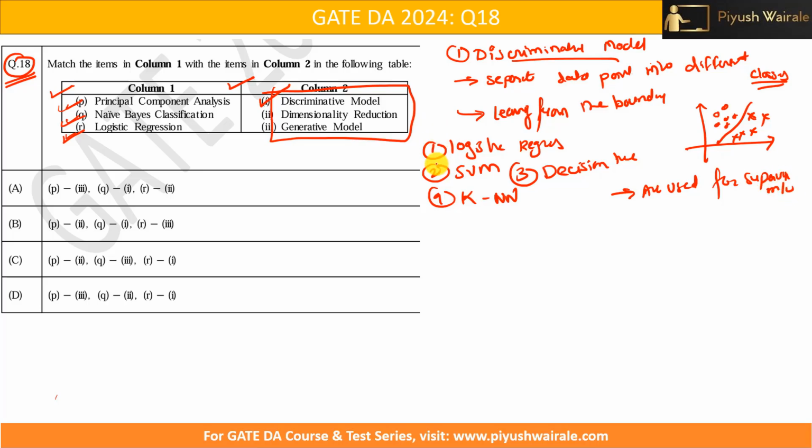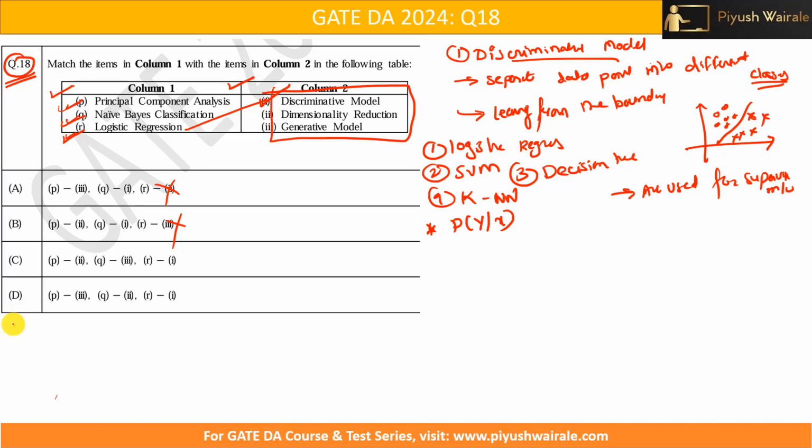If you observe from this, logistic regression uses the discriminative model. So I can say R1 matches it, and I can directly eliminate these two options if I know what a discriminative model is.